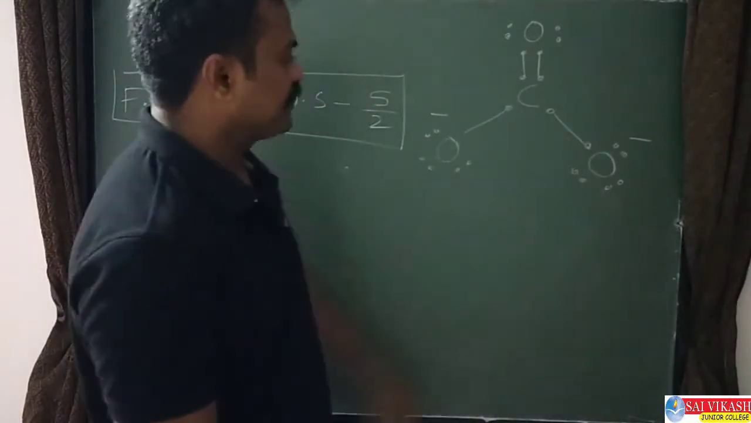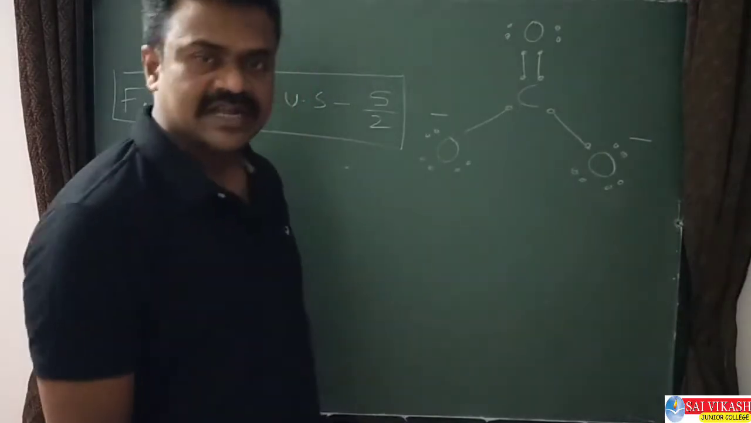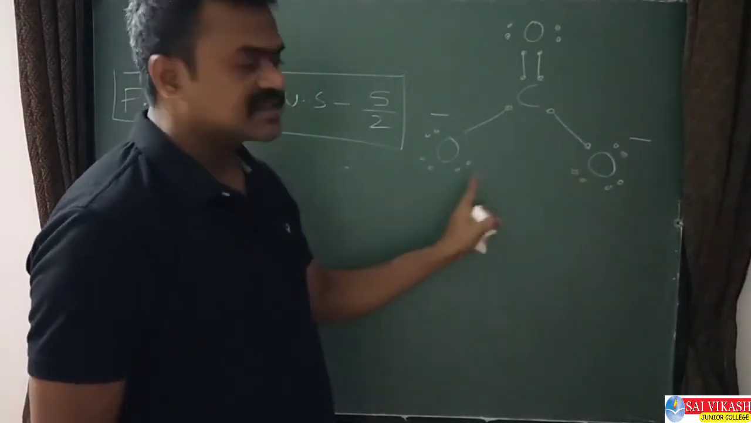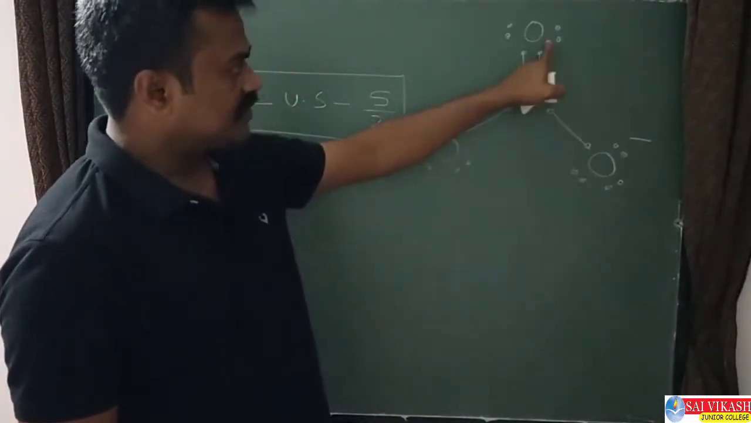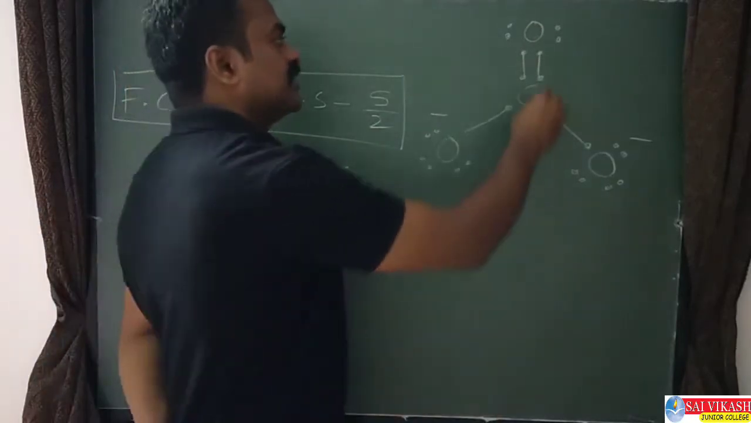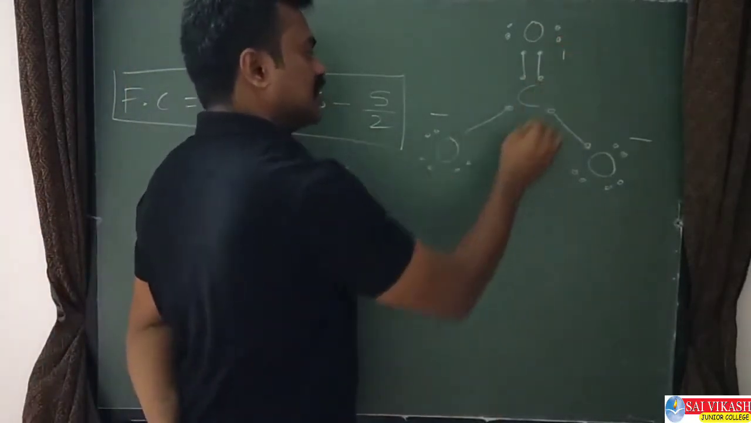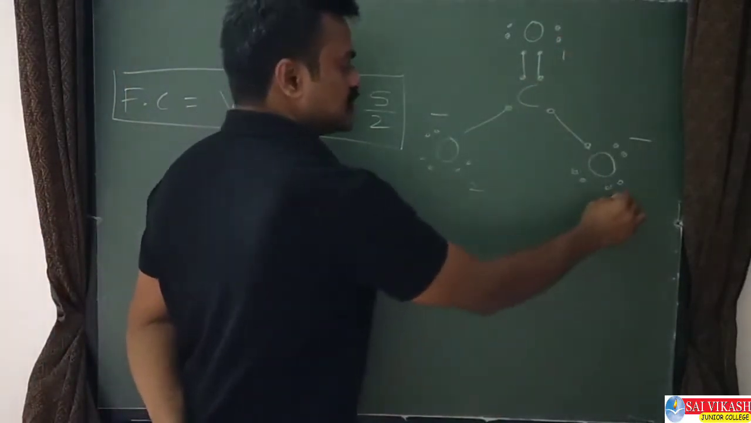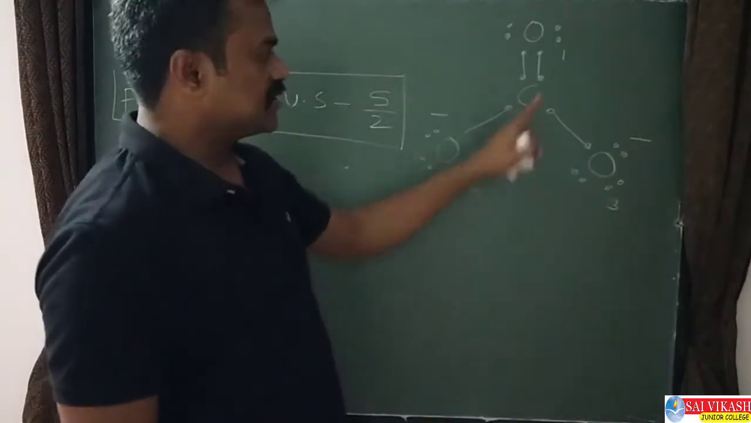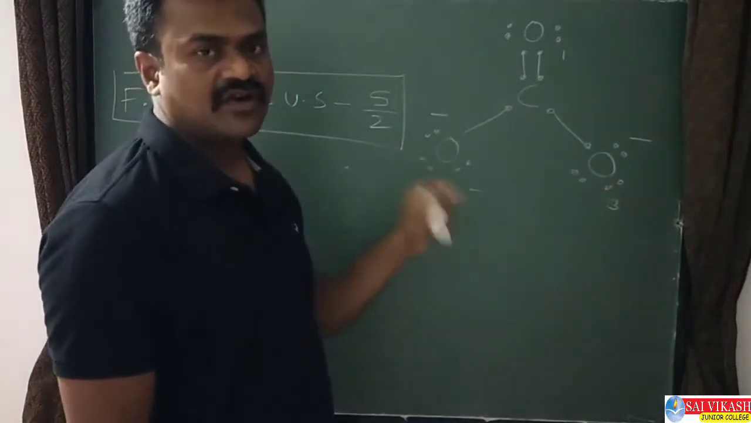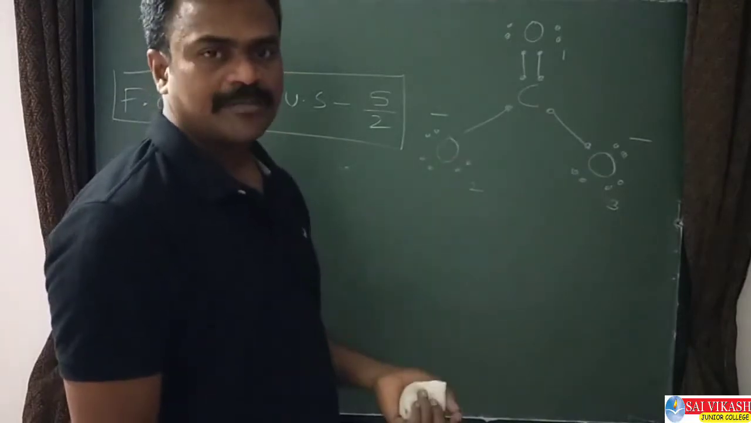So here 2 types of oxygen atoms are there. These 2 oxygen atoms are the same. This is different, right? This I am taking as oxygen 1, this is oxygen 2, this is oxygen 3. Oxygen 1, 2, 3 atoms' formal charges and the carbon formal charge.